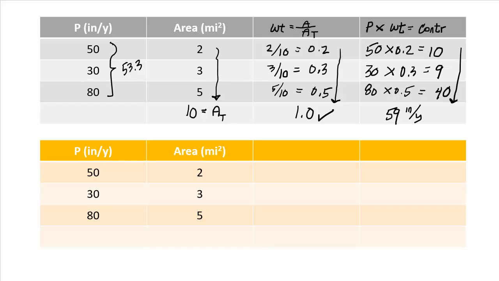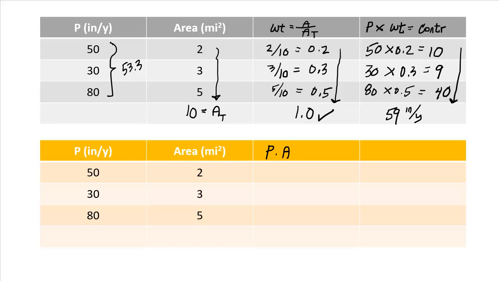Now, there's a second way to approach the exact same problem. Here are the exact same data. It uses a slightly different technique, but we get the same answer. In this technique, the first thing we do is simply multiply the precipitation in each subregion times the area of each subregion. I don't calculate weights at all.